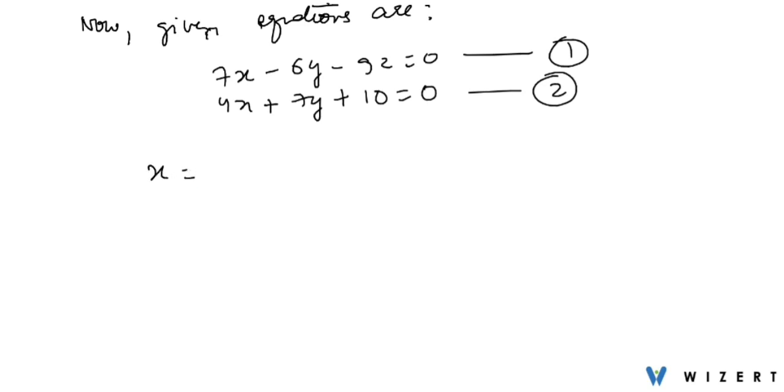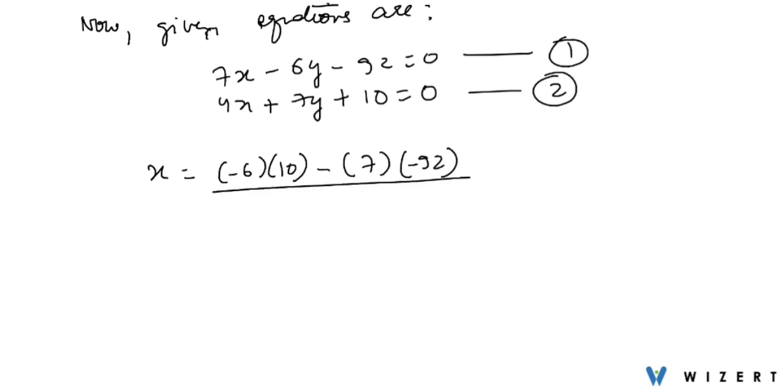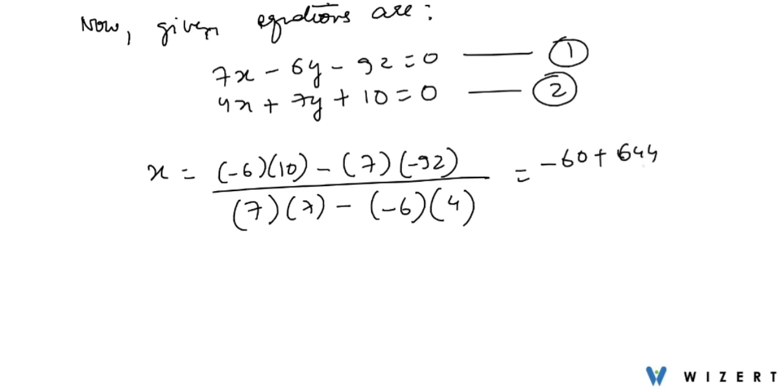Now let us simply substitute the value. So x was b1 c2 minus b2 c1, so minus 6 multiplied by 10 minus 7 multiplied by minus 92. So this is the numerator and denominator is b2 a1 minus b1 a2, where b1 is minus 6 and a2 is 4. So if we simplify this, we will get the value of x, which is equal to 584 divided by 73 means 8. So x is equal to 8.